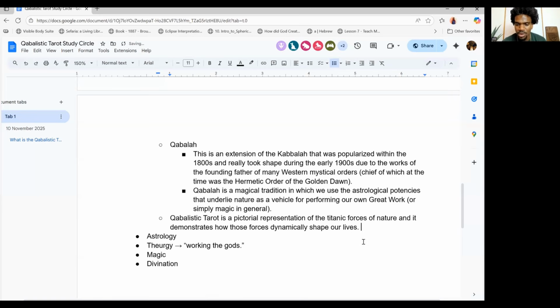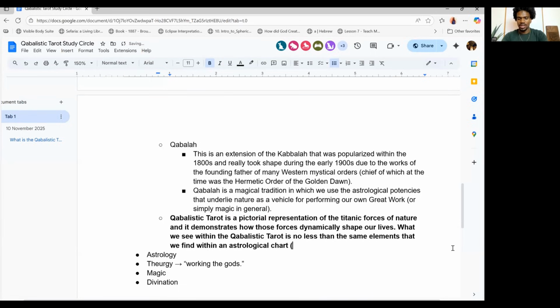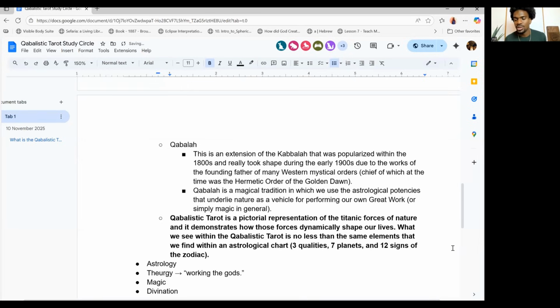The Kabbalistic Tarot is a pictorial representation of the titanic forces of nature, and it demonstrates how those forces dynamically shape our lives. What we see in the Kabbalistic Tarot is no less than the same elements that we find within an astrological chart. And those elements are 3 qualities that exist within nature, 7 planets, and 12 signs of the Zodiac. 3 plus 7 plus 12 gives us the 22 Major Arcana cards.